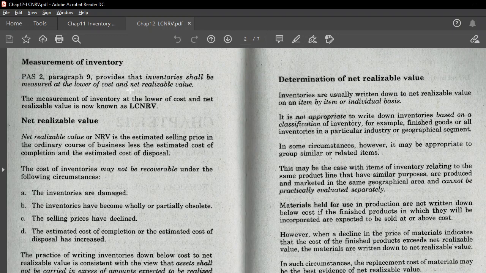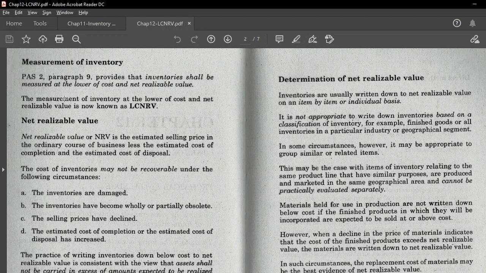Okay, let's proceed. Measurement of inventory. Again, we're talking about PAS 2 or Philippine Accounting Standards number 2. Sabi niya, inventories shall be measured at lower of cost and net realizable value. Actually, all throughout our discussion, from chapter 10, chapter 11, we talked about cost. So what's new about this chapter is we are going to learn ano naman tong NRV. Ano tong net realizable value. And take note, sabi niya, lower.